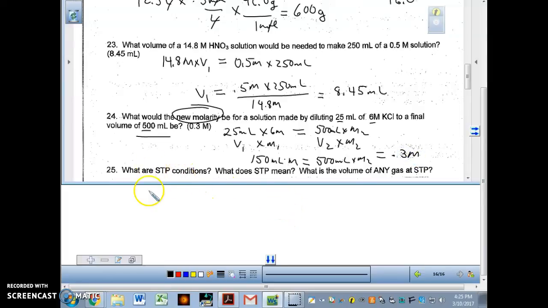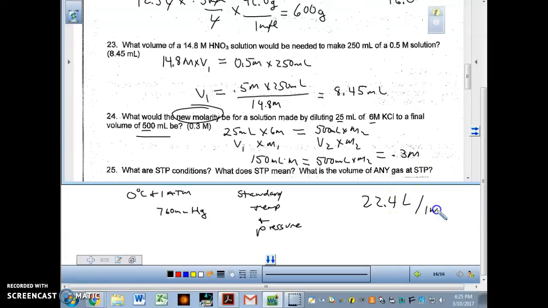STP conditions. We said the STP conditions are 0 degrees Celsius and 1 atmosphere of pressure, which is also known as 760 millimeters of mercury. What does STP mean? Standard temperature and pressure. What's the volume of any gas at STP? 22.4 liters per 1 mole of any gas. Mr. Avogadro's famous statement.